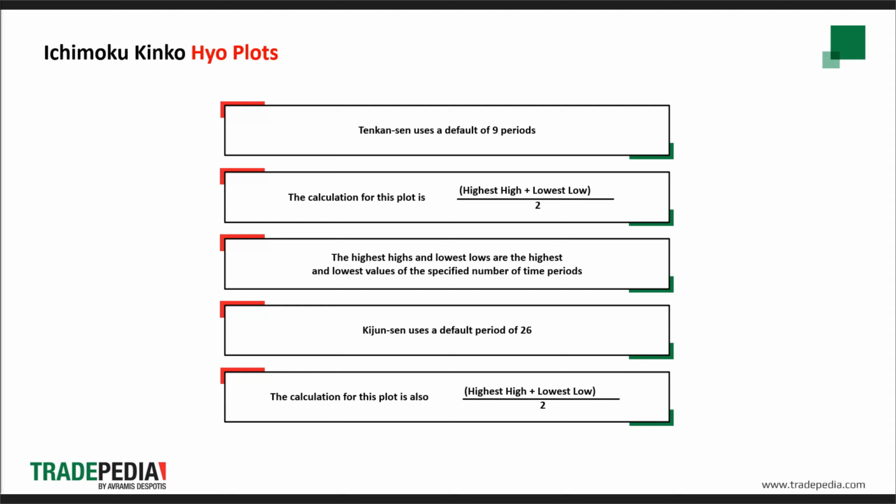The Tenkan-sen uses a default of 9 periods. 9 periods means that if I'm choosing a 1 hour time frame, it is using the past 9 hours. The calculation for the plot is the highest high in these 9 hours and the lowest low in these 9 hours. You add them together and divide by 2. The highest high and the lowest low are the highest and lowest values of the specific number of time periods. Like I said, the Tenkan-sen uses a default of 9 periods, so you can adjust it.